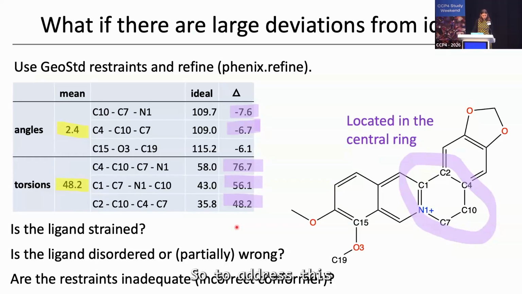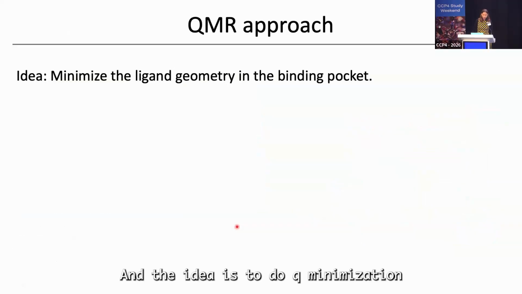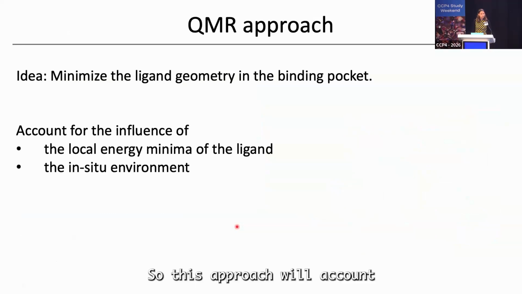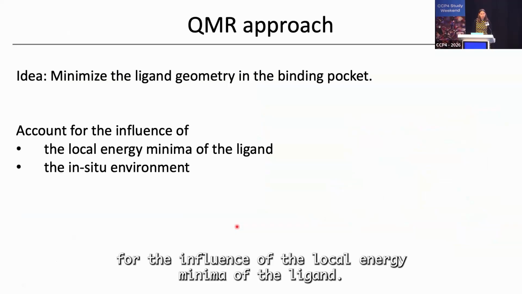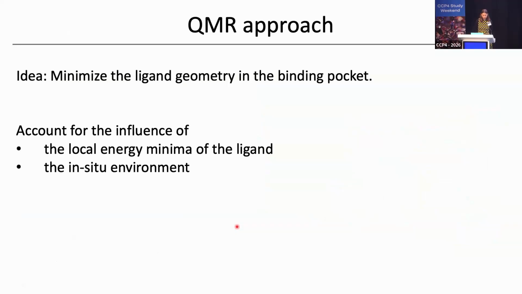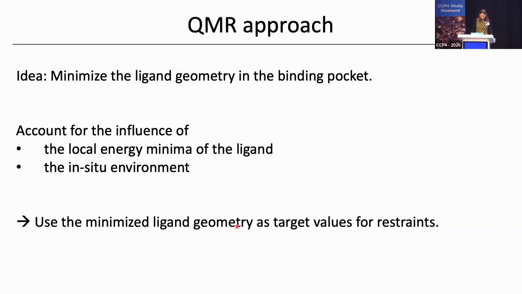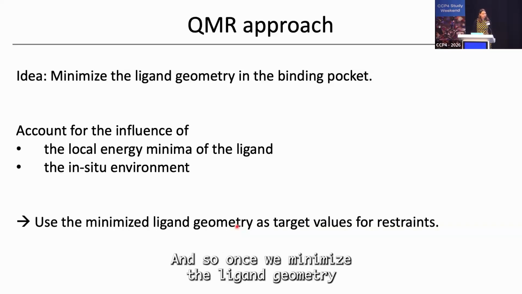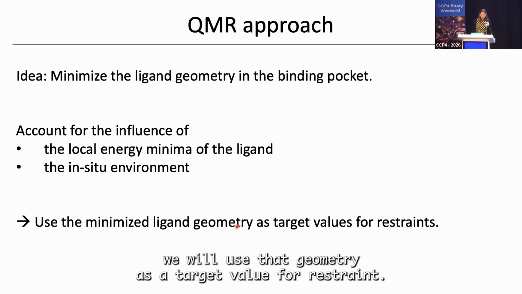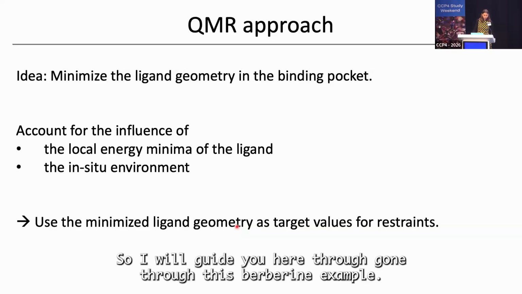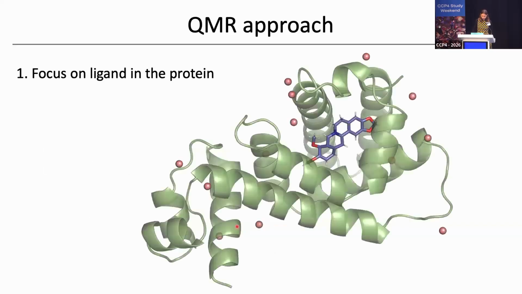So to address this, we came up with this QMR approach. And the idea here is to do QM minimization of the ligand geometry in the binding pocket. So this approach will account for the influence of the local energy minima of the ligand, and it will take into account the in situ environment. And so once we minimize the ligand geometry, we will use that geometry as a target value for restraints. So I will guide you here through this berberine example.